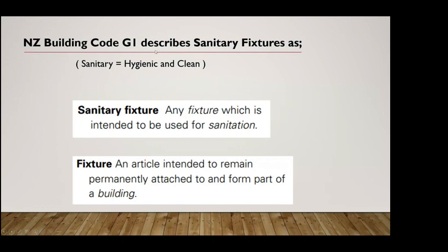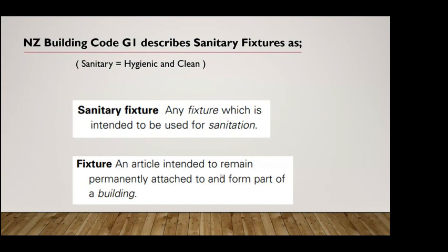New Zealand Building Code G1 describes sanitary fixtures as sanitary, meaning hygienic and clean. A sanitary fixture is something which is used for sanitation, and being a fixture, it's also permanently attached to the building. So it's part of the building, comes with the building if you're going to buy the building. Unless it's a bare building, if it's got a fixture, the fixture is staying there. So they call them chattels or things like that.